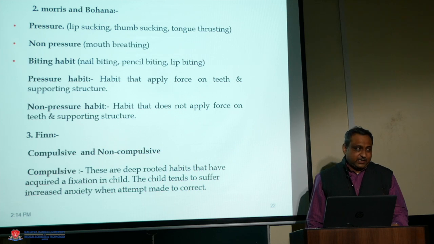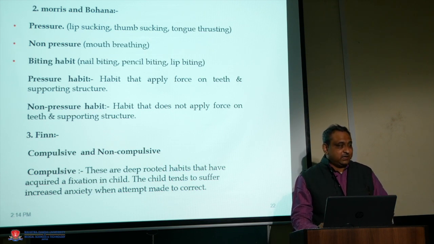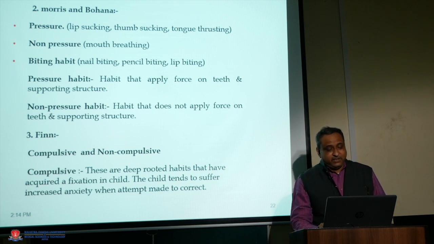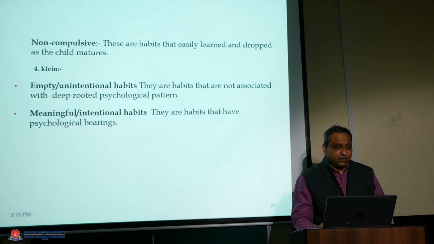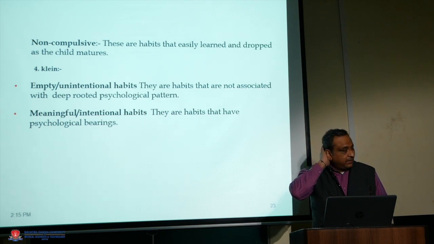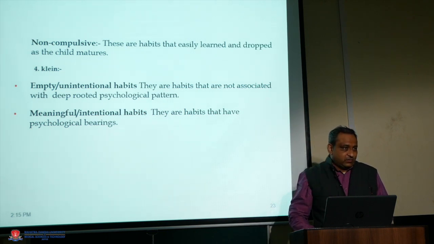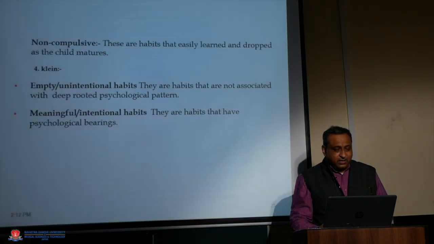Okay, now there was a third classification that was given by Finn. He classified them as compulsive and non-compulsive habits. Compulsive habits are very deep-rooted habits that have acquired a sort of fixation in the child. If you try to remove this habit, the child feels anxiety, and it is very difficult to remove such habits which are compulsive in nature. Non-compulsive habits are those that can be easily learned and dropped as the child matures. So you can classify them as compulsive and non-compulsive habits.